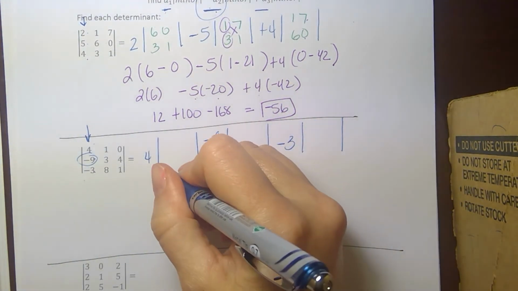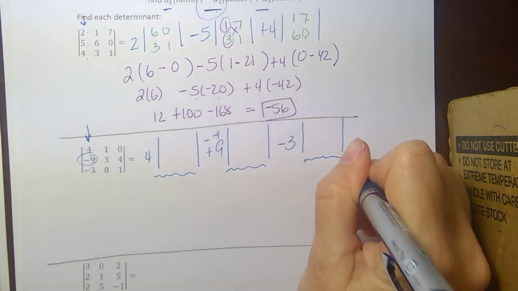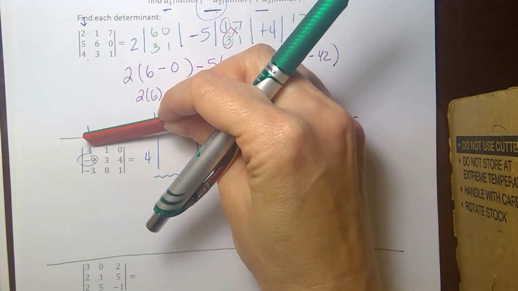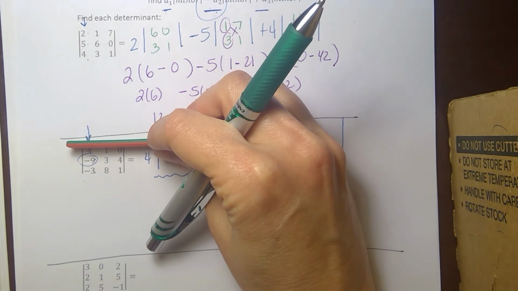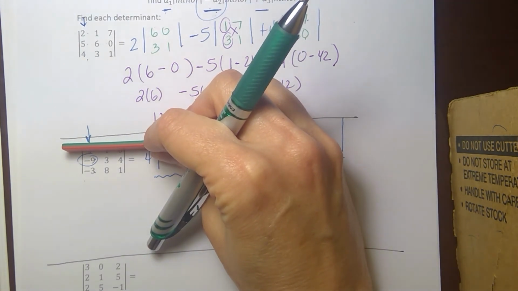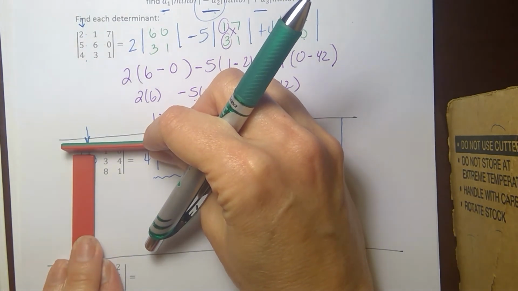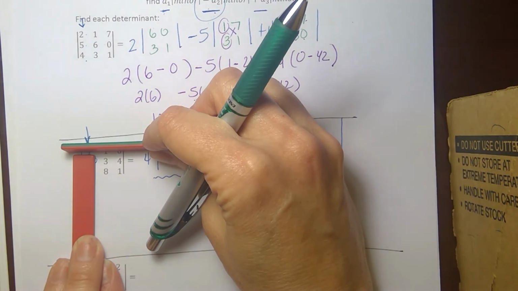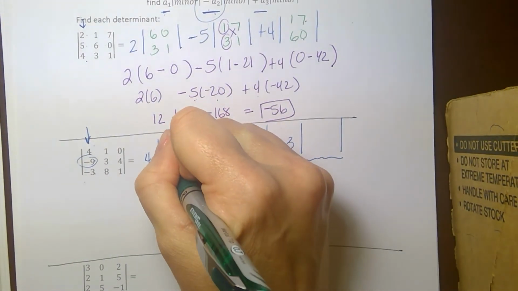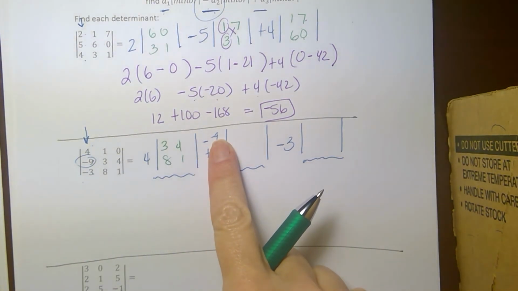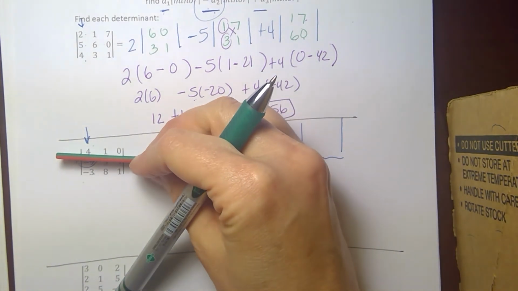Well, how do we fill in those determinant minor boxes? We use what is not covered up. We're going to be covering up that first column every time. When I'm using 4, 4 is in the first row, so I don't use the values in that first row. Instead, I'm using rows 2 and 3. So for this one, it is 3, 8, 4, 1.